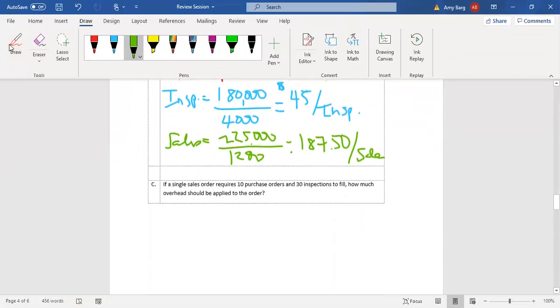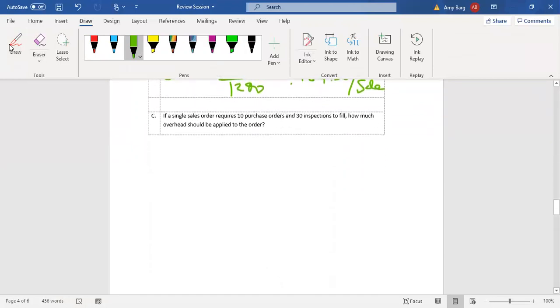So then the last question says, if a single sales order requires 10 purchase orders and 30 inspections to fill, how much overhead should be applied to the order? So you have to read carefully maybe, but we have a single sales order, 10 purchase orders, and 30 inspections. So that's pretty simple. We just do the math.